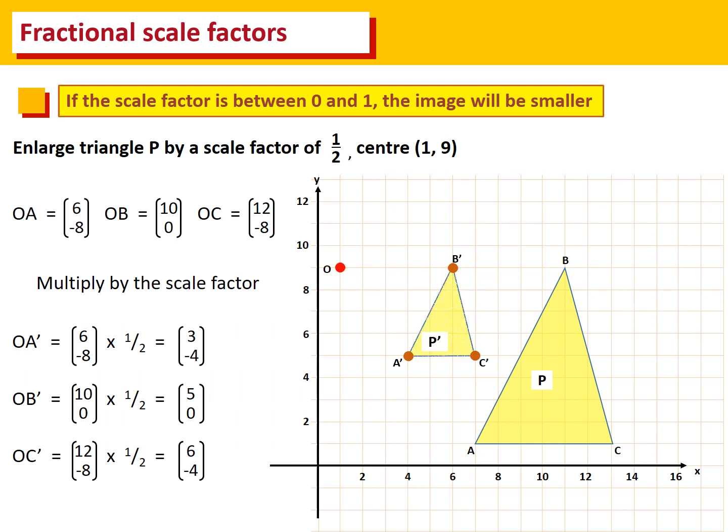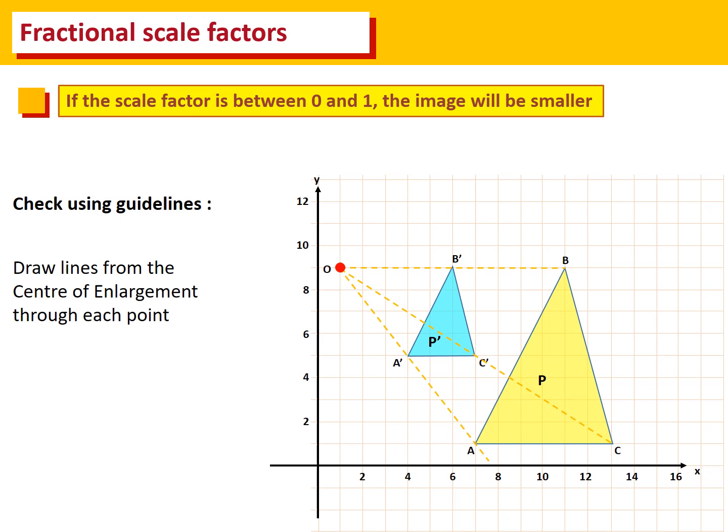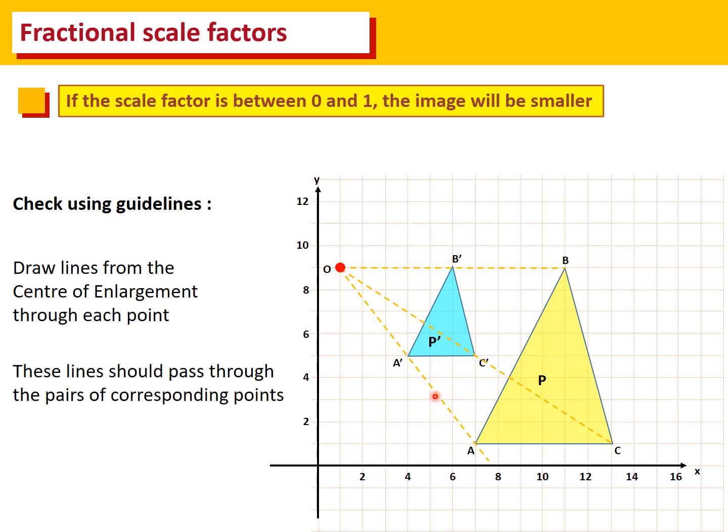We join up our coordinates, label it P dash, and that is our enlargement, albeit we've made it smaller. Once again, we can check using guidelines, drawing lines from the centre of enlargement through each point, and those 3 lines, as we can see, pass through the pairs of corresponding points. From the centre of enlargement to A passes through the point A dash, from the centre of enlargement to B passes through the point B dash, from the centre of enlargement to C passes through the point C dash.